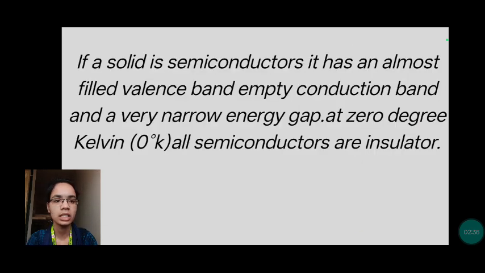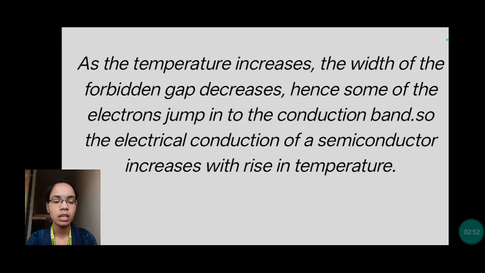If a solid is a semiconductor, it has an almost filled valence band, an empty conduction band and a very narrow energy gap at 0 degree Kelvin. All semiconductors are insulators at that temperature. As the temperature increases, the width of the forbidden gap decreases. Hence, some of the electrons jump into the conduction band. So, the electrical conduction of a semiconductor increases with rise in temperature.